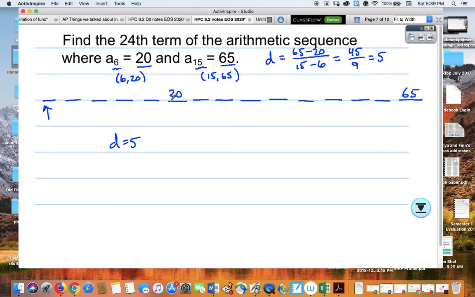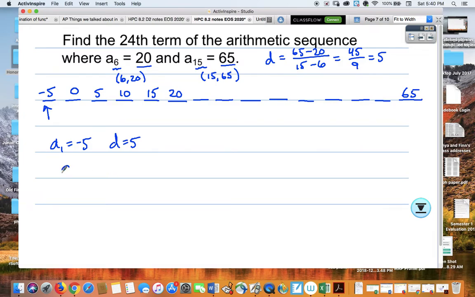I'm adding 5 each time, so these numbers are increasing. So that means my first term has to be smaller. I add 5, I get a bigger number. I add 5, I get a bigger number. So if I'm backtracking, I have to subtract 5. So this would be 15, 10, 5. Remember, if I'm subtracting 5, I would have a 0, subtracting 5 again. That must mean that my first term is a negative 5.